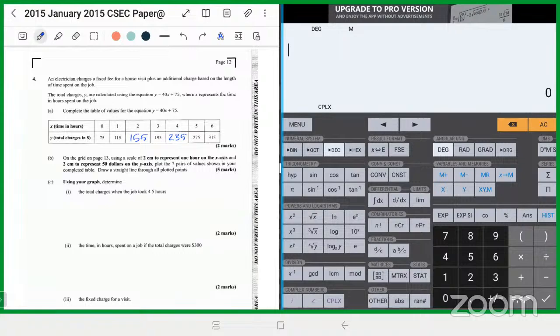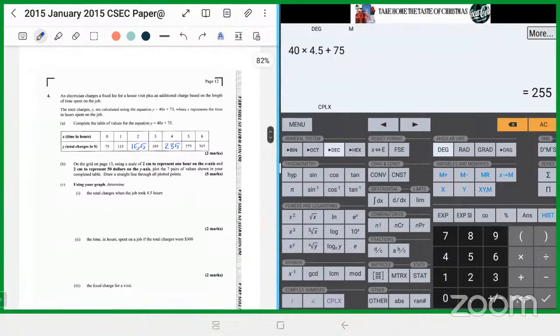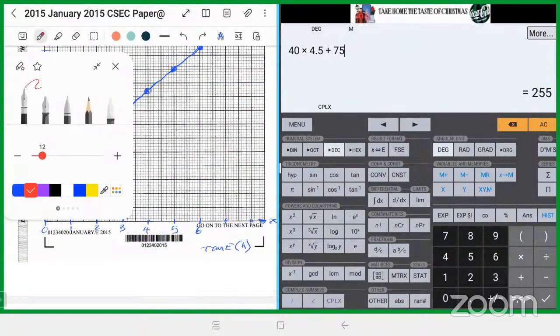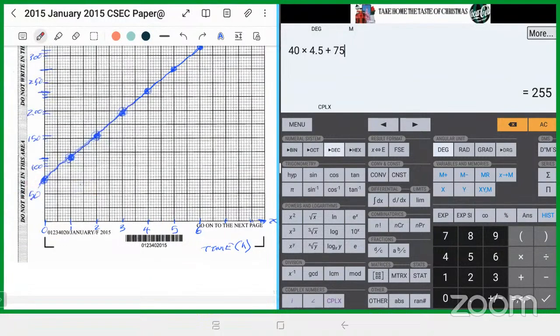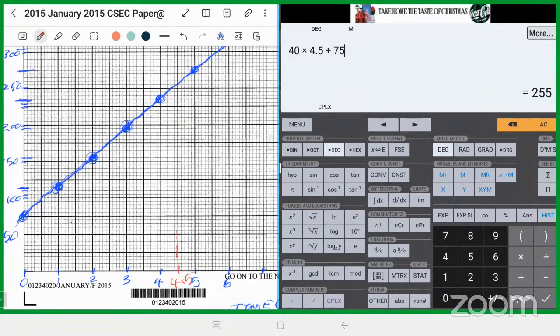So it will be 40 times 4.5 plus 75. So it's supposed to be 255. At 4.5, it's supposed to be 255. So let's look at it. 4.5 is right here. Let's use the reading now. It's 4.5 hours right here. It's supposed to correspond. So you go up on the graph on this line. See? Right into the 255. You can see it.